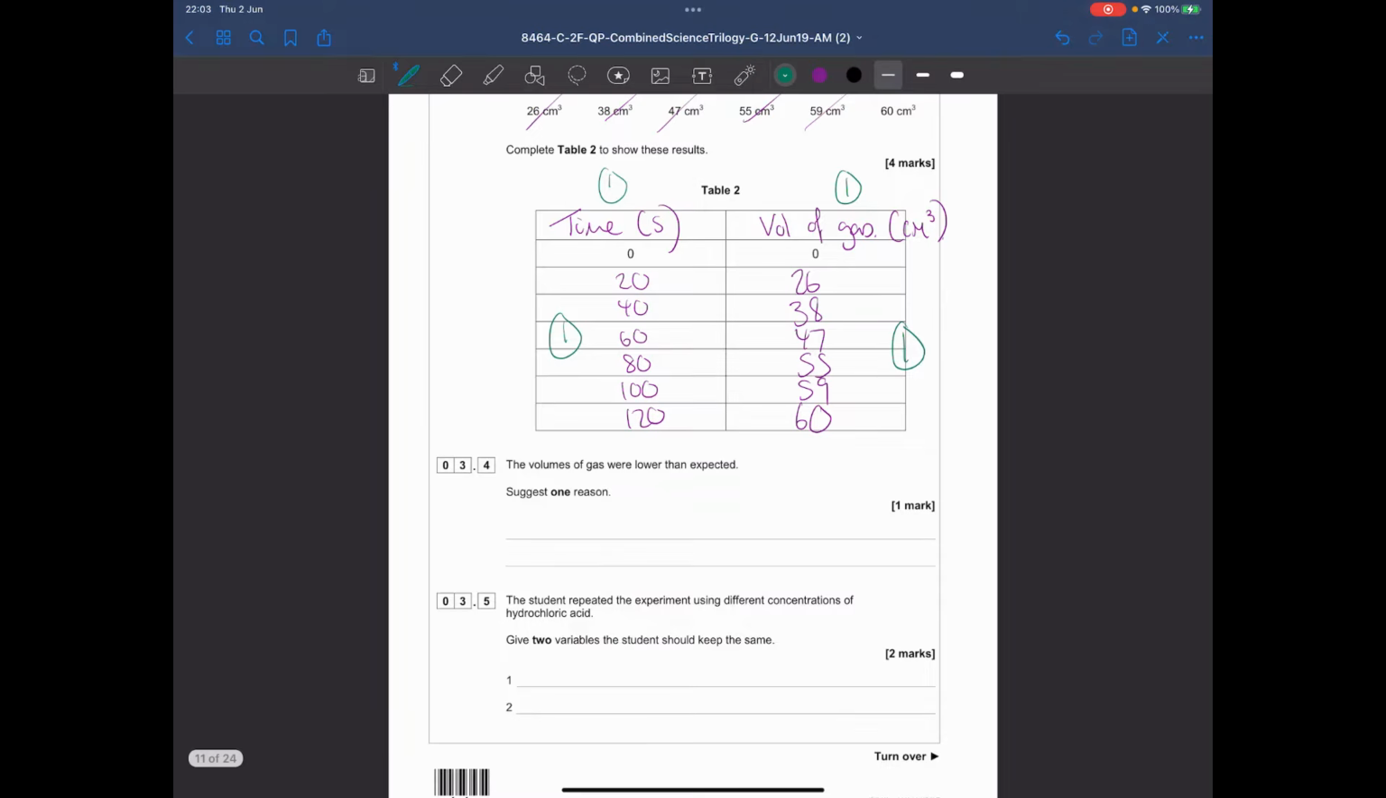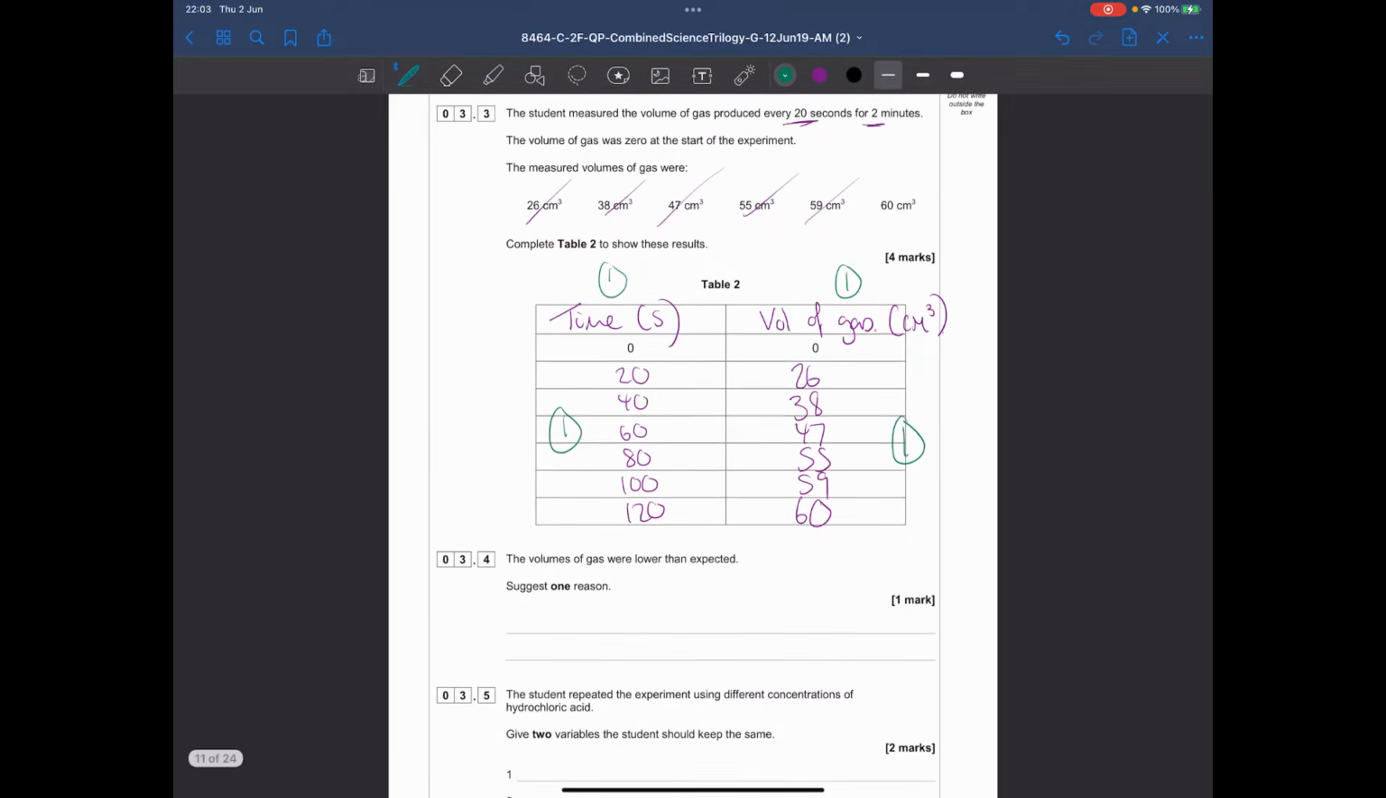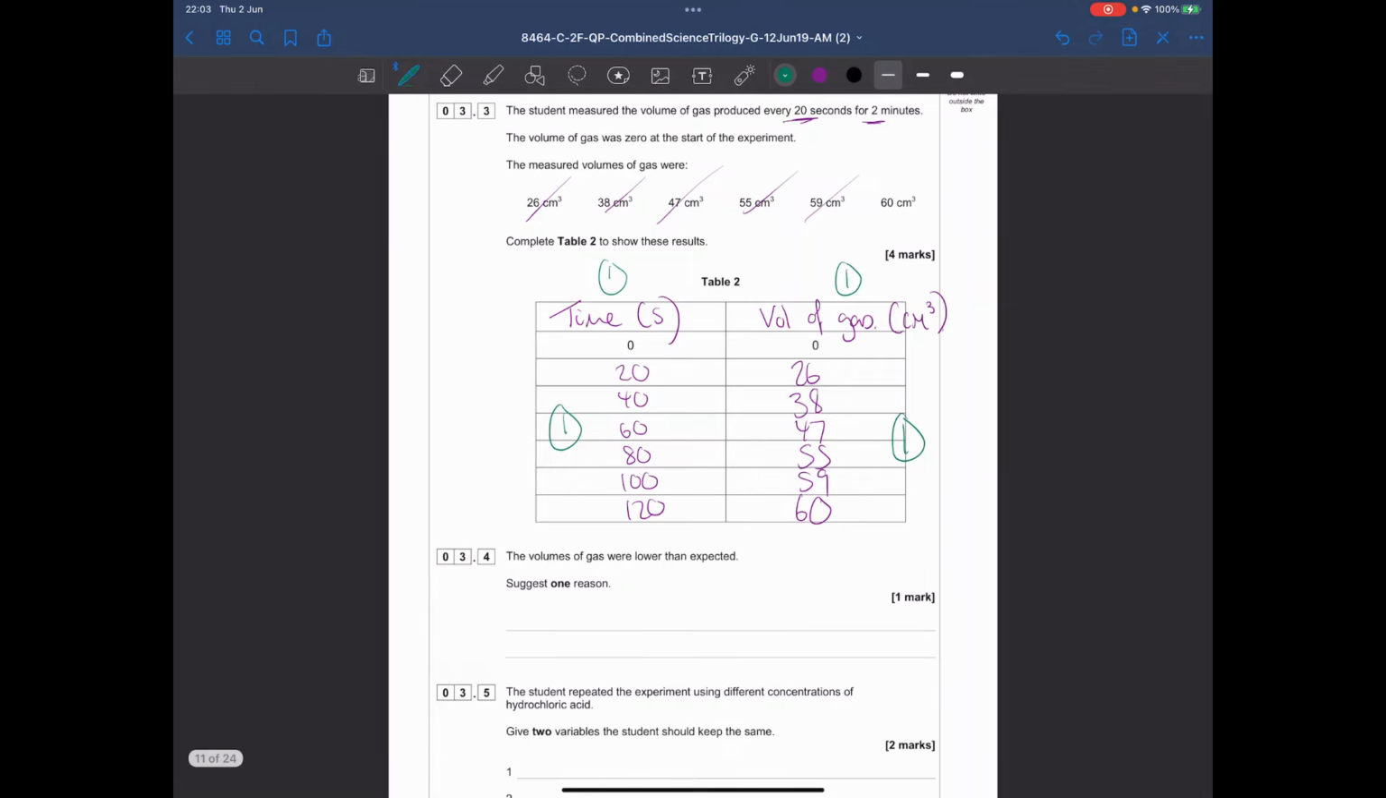Some of the volumes of gases were lower than expected. Suggest a reason why. Well, it's possible that in the experiment, maybe they didn't add the right amount of acid. Okay, so there might have been less acid. They might have used a lower concentration of acid. Okay, they might have used slightly less magnesium, or the time that they take might have been slightly different. They might have been off with their timings.